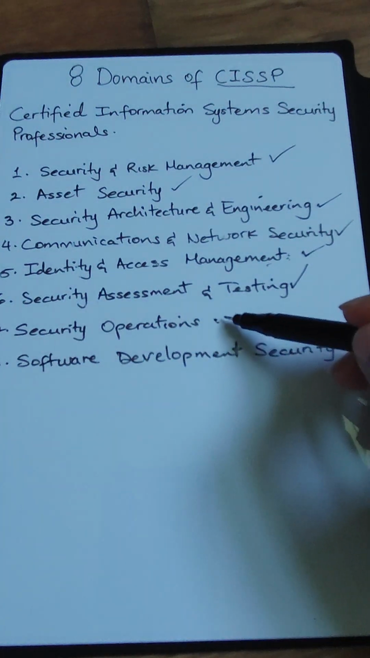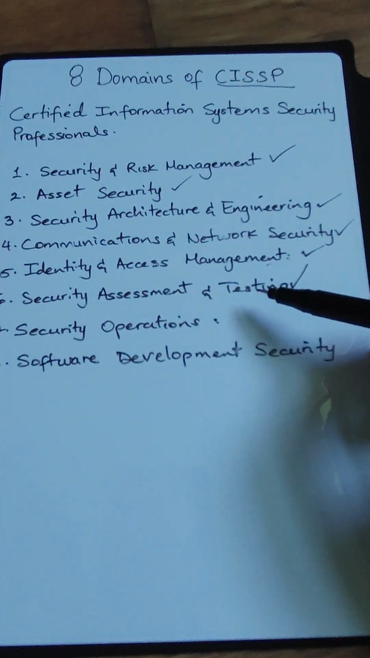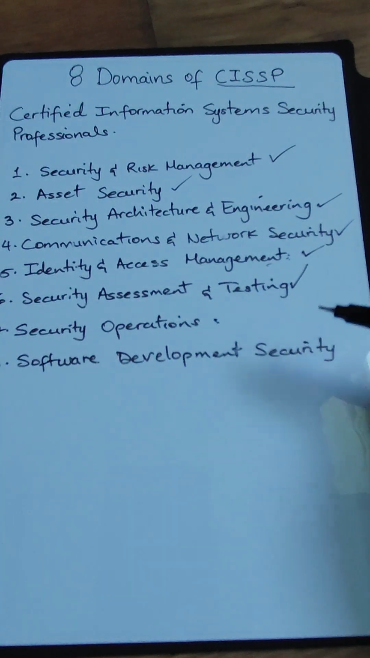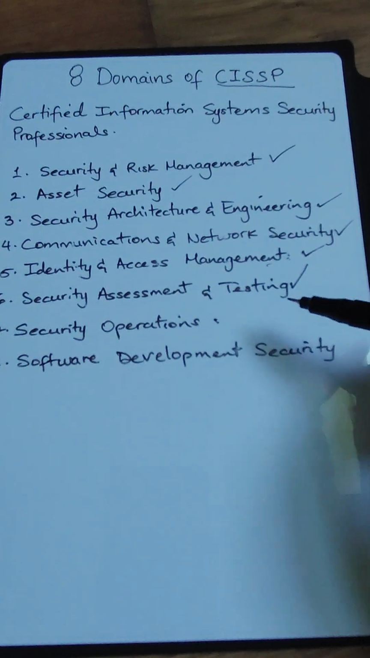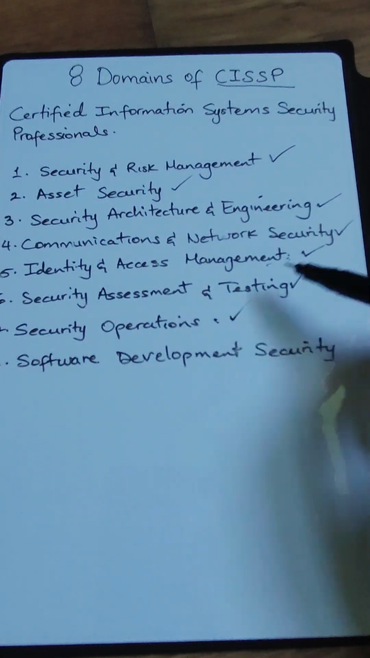Lessons learned are very important because they help us to prevent different threats or risks in the future, and they also help us to identify the different vulnerabilities in a system, the different threats that exist, and how we can mitigate them. So that would be security operations.